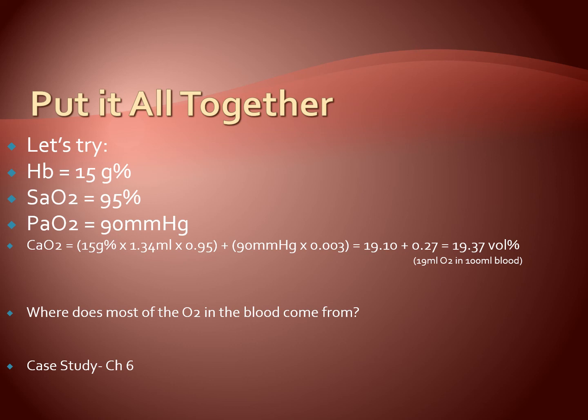So here's one to do together. We have hemoglobin at 15 grams percent. Their saturation is 95%, and their PO2 is 90. So for my equation, I'm going to take 15 times 1.34 times 0.95. If you do this, you should get 19.10.